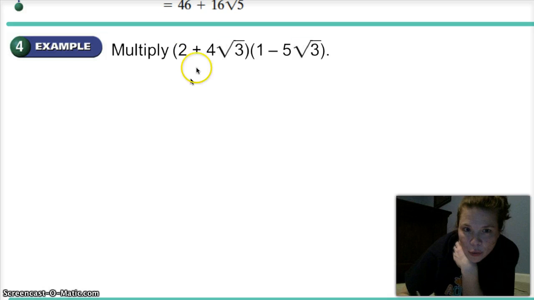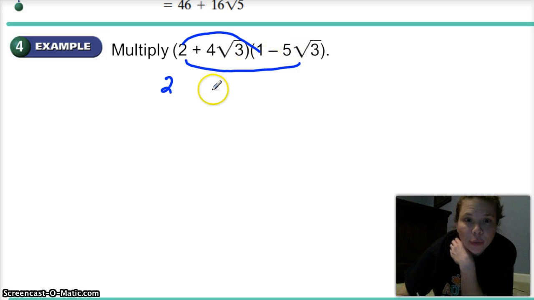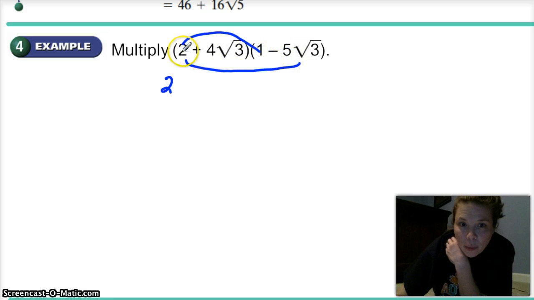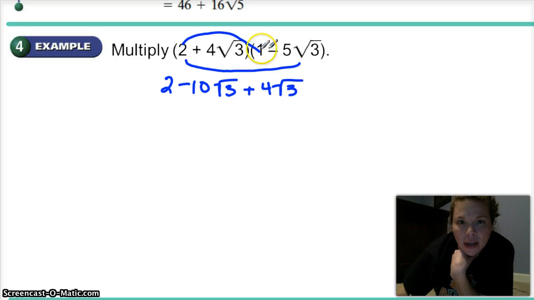And we have the 2 times 1, our firsts. So 2 times 1 is 2. The outsides, 2 times negative 5 root 3. So that's going to be negative, and remember the outside stuff? I know, really technical. But 2 times 5 is 10, so we have negative 10 root 3. The inside terms, so 4 root 3 times 1, anything times 1 is just itself, so plus 4 root 3.